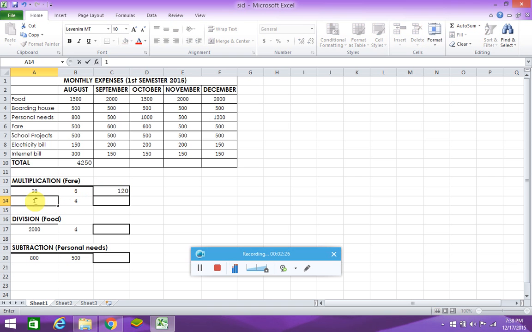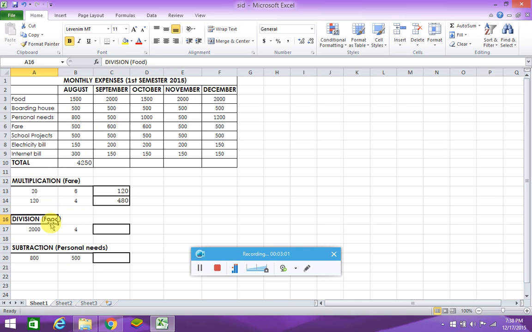We just put 120 here for the weekly budget allotment multiplied by 4, which is the number of weeks in a month. So that's 120 multiplied by 4. Again, to get that, we just put an equal sign, the cell that you want to multiply first, the multiplication sign, and another cell. Just press enter. So for the month of August, I'll be spending 480 pesos for the fare. I just rounded it off, so I put 500 pesos as my budget allocation for the fare.